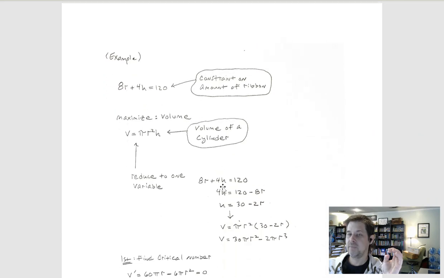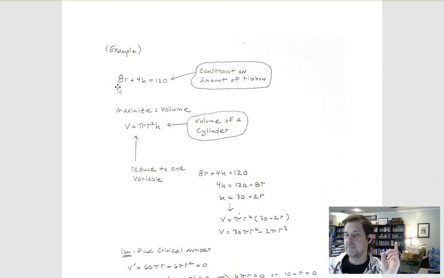So look what I have. There's that equation: 8R plus 4H is 120. That's the constraint on the size of the box. That measures the amount of ribbon. And I want to maximize the volume. The volume of that cylinder is pi times radius squared times h.